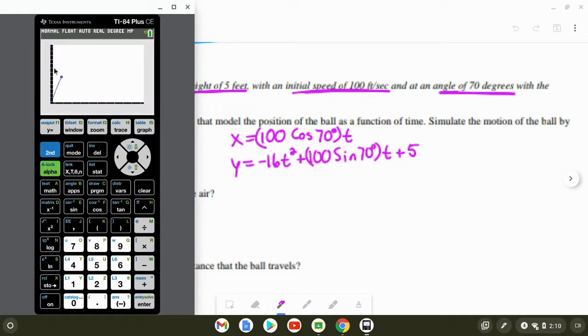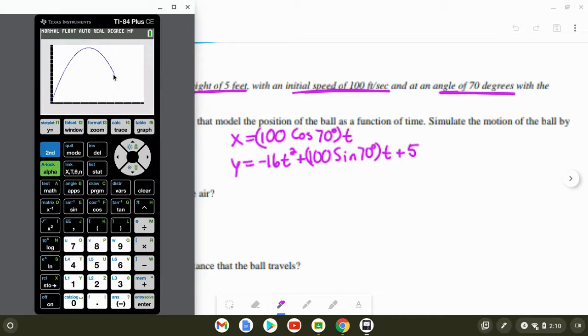So there's the ball going up. Oh, we didn't change our steps, so it looks a little goofy, but that ball goes up. Come on. There we go. Coming back down. So that's the trajectory of the ball at 100 feet per second. Remember, our x values are representing the horizontal distance. The y values are the vertical height.